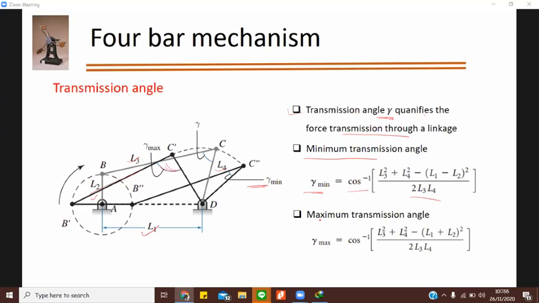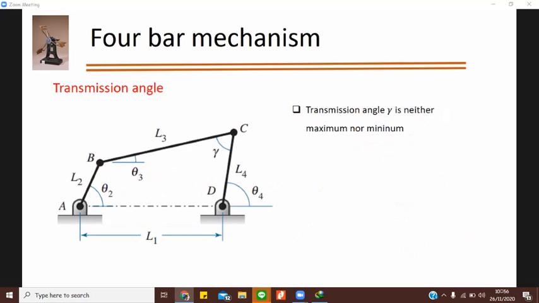The maximum transmission angle is gamma max, which is this one. Whatever is the maximum angle forming during this rotation, you will take as gamma max, and that's cos inverse of L3 square plus L4 square minus (L1 plus L2) square divided by 2 L3 L4. The only change is L1 plus L2, where before there was minus. This is how you can find the transmission angle. It's very basic geometry or trigonometric function, so you just have to use it to find gamma min and gamma max.